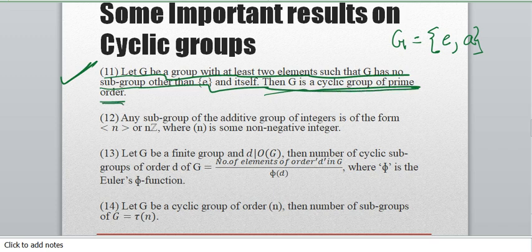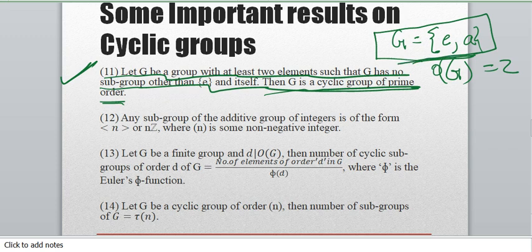What is the order of this group? Order of G is 2. It's a prime number, right? 2 is a prime number, isn't it? And this group is cyclic because it can be generated by both these elements. It can be generated by e also, it can be generated by the element a also. Very simple concept, students. Just grasp the concept.